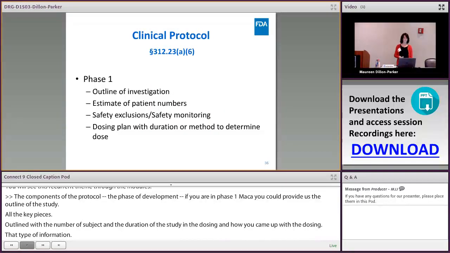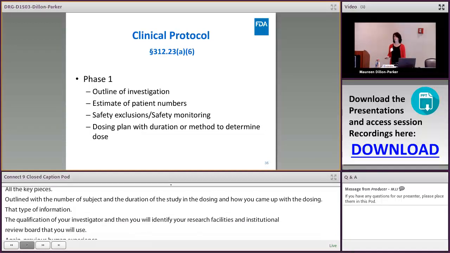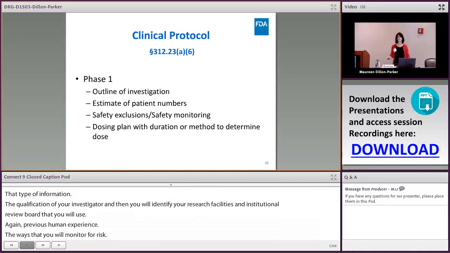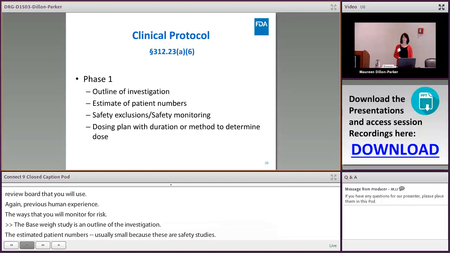Your phase 1 study I talked briefly about. It's an outline of your investigation. Estimate for us your patient numbers. It's usually very small because these are safety studies. Your safety monitoring, what's built in, how you're going to monitor for safety. Are there any exclusions? Is there a certain population you're going to exclude for reasons of safety? Your dosing plan, your duration.